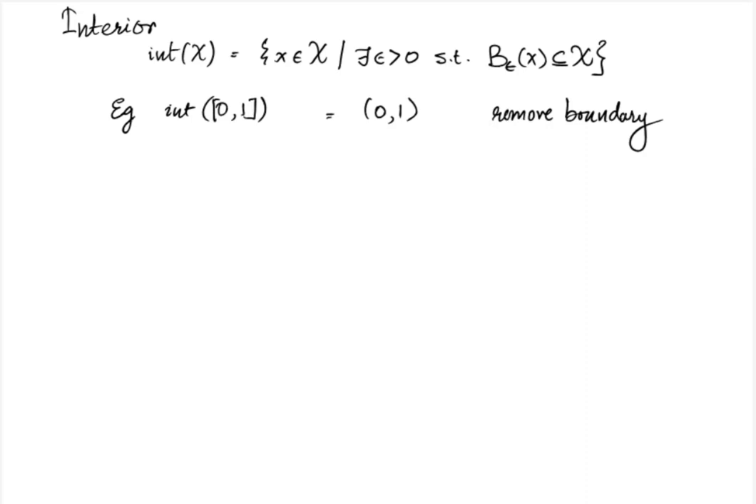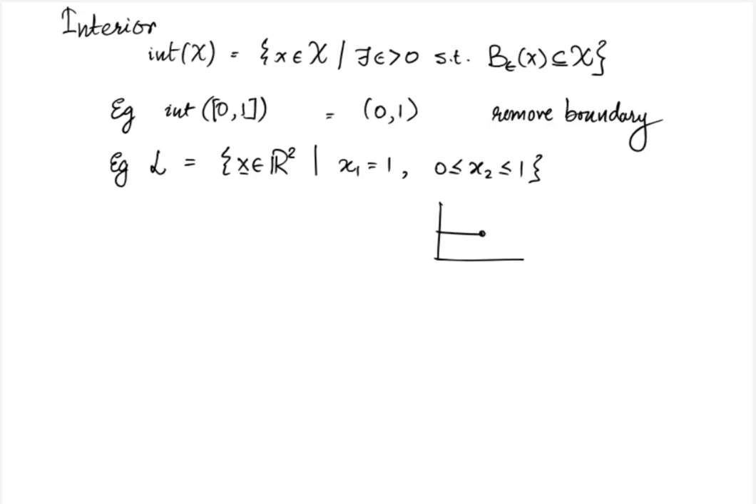One particular scenario is when the set is squished along one of the dimensions. For instance, consider the set L in R^2 where x1 is equal to 1 and x2 is between 0 and 1. The set extends along the x2 dimension, but along the x1 dimension it is just a point. In other words, it is a line segment in R^2.